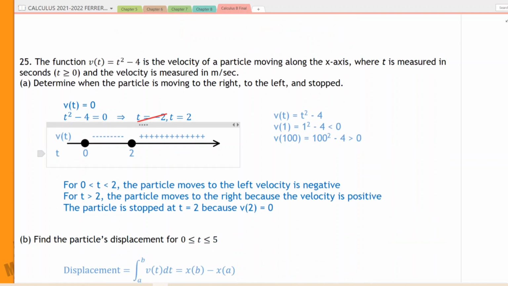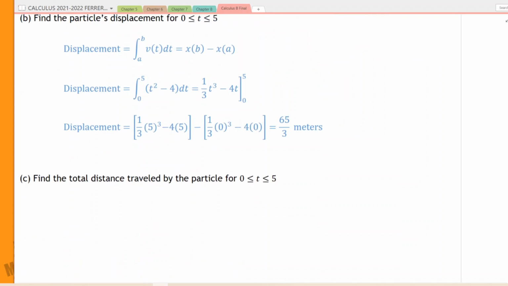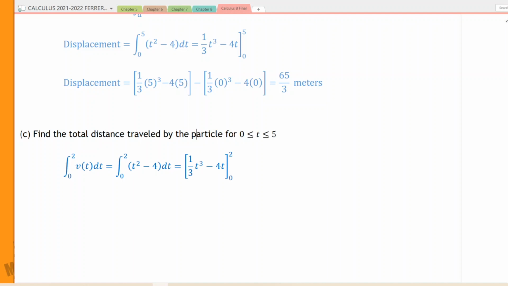Now, if the velocity is negative from 0 to 2, if we integrate the velocity from 0 to 2, that's going to give me a negative number. Or if we come back down over here, this should give me a negative number. In fact, why don't we just go ahead and do that right now? Okay, so like predicted, we get a negative 16/3. The next interval that we're going to do is from 2 to 5.